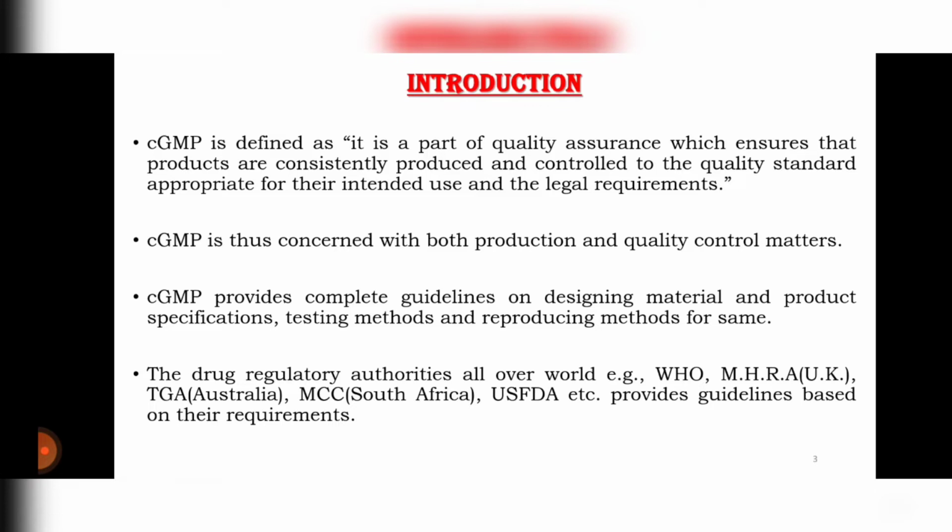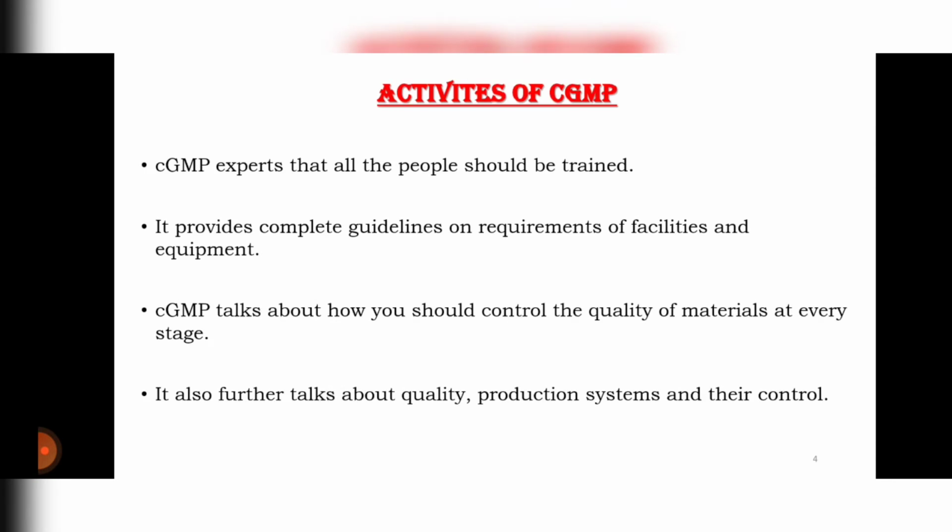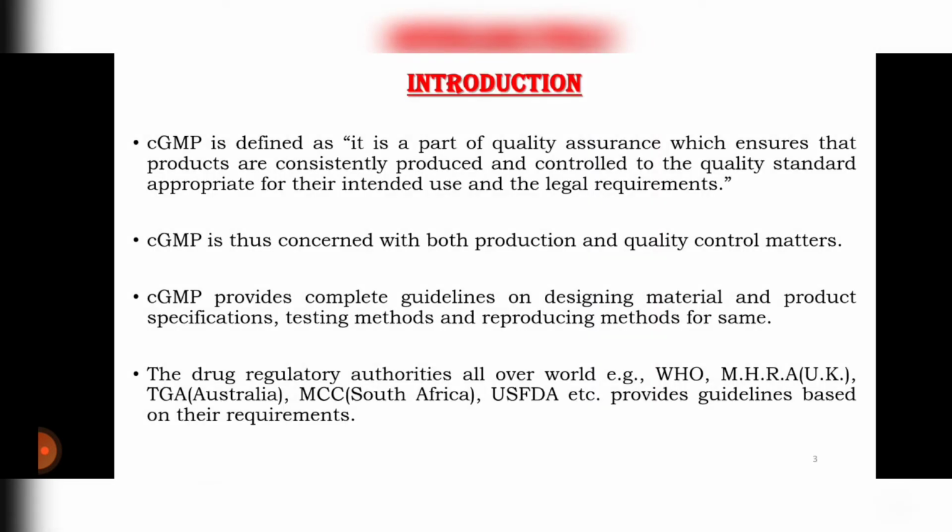And in 1978, cGMP came. What is the difference between cGMP and GMP? cGMP means the same thing, good manufacturing practices only, but it is what is currently being used. I'll give you one example.